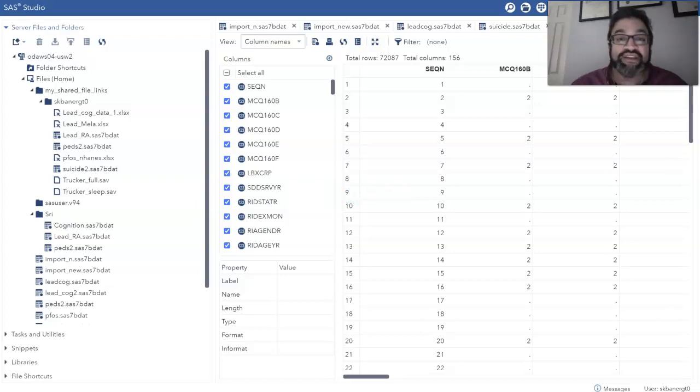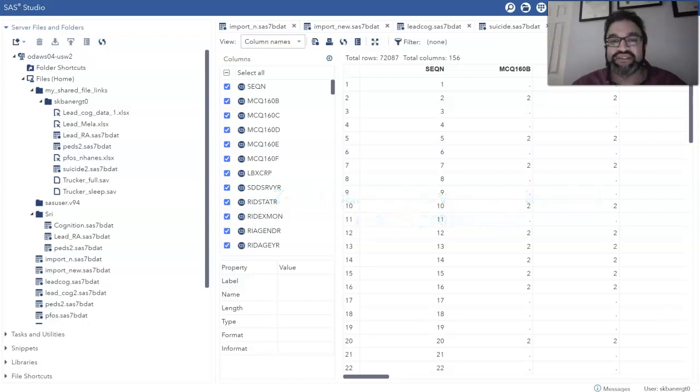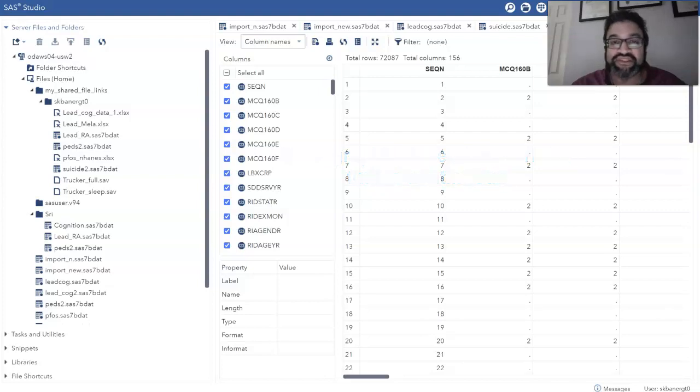Alternatively, and this is just for information purposes, the z-test is in fact another statistical test that you could use in this situation. Now, if you're thinking about categorical variables and continuous variables, so your dependent variable, think about it, your dependent variable is continuous. So think about a common sort of dependent variable, a demographic dependent variable, which is also continuous. Can you think of one?